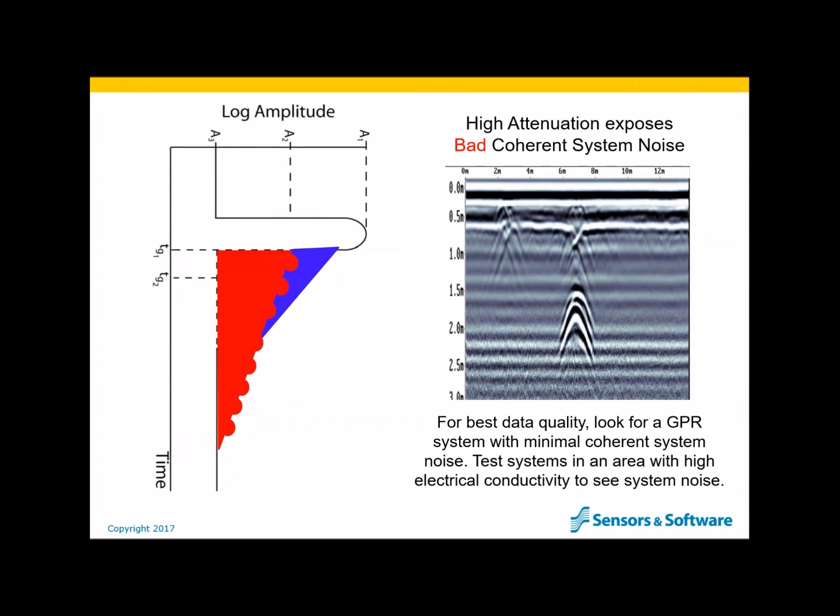I also want to point out that because system noise is coherent, it cannot be reduced or eliminated by stacking. No matter how many times you stack, kilo, mega, giga, tera times, stacking will only make the coherent system noise stronger. So this is a good reason why you want a GPR system engineered to have a low amount of coherent system noise, so you can take full advantage of stacking to see deeper.